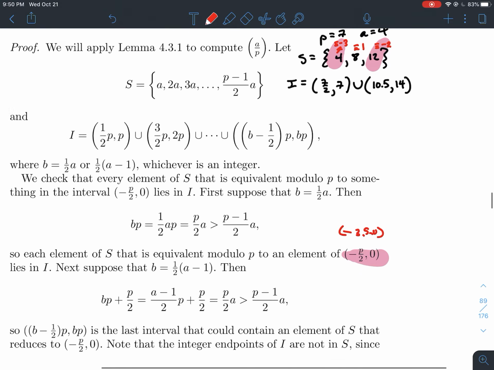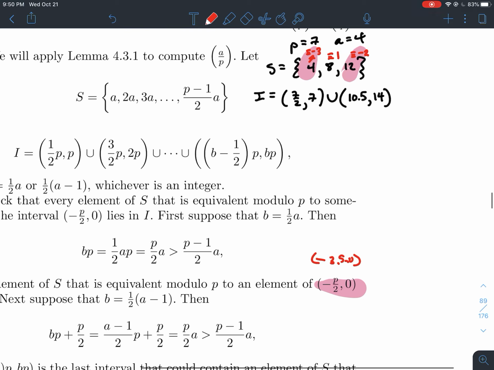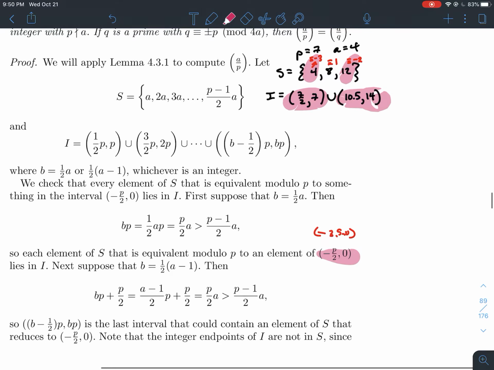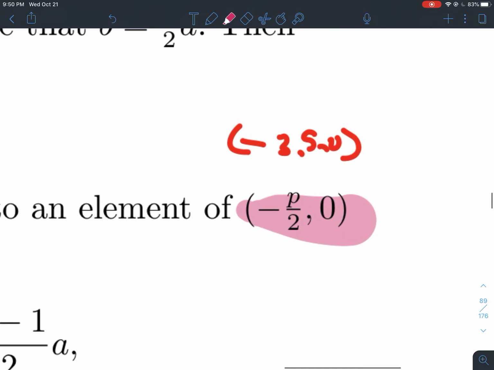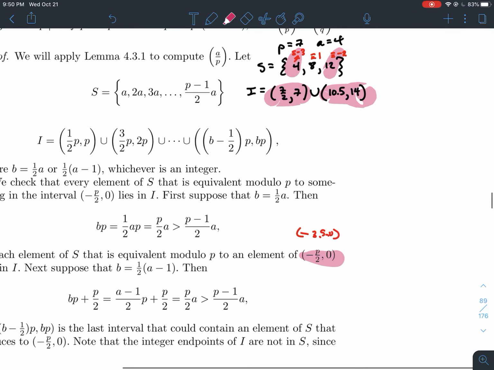All right, so then what have we got? Well, let's look at 4 and 12: 4 is in this one, and 12 is in this one. So the point is that I contains all the things in S whose residue mod 7 lies in this interval minus p over 2 to 0. So I contains both of the highlighted points in S that I have. And that's good for us.